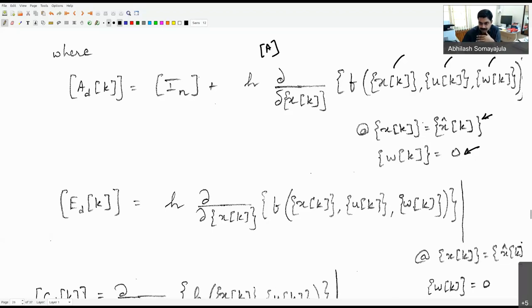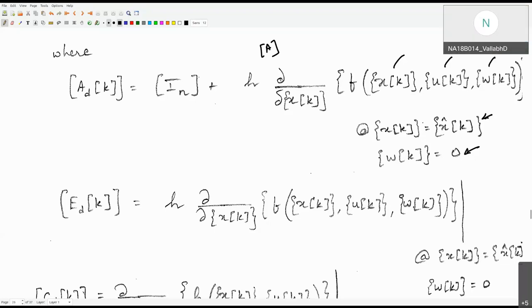How do we know the w is zero? How do I know the noise is zero? Oh no, I do not know that the noise is zero. I'm evaluating this derivative at the point where I presume w is zero. I'm not saying that w is actually equal to zero. When I'm trying to calculate the value of AD, I say that I am evaluating that derivative at w equal to zero. Okay.